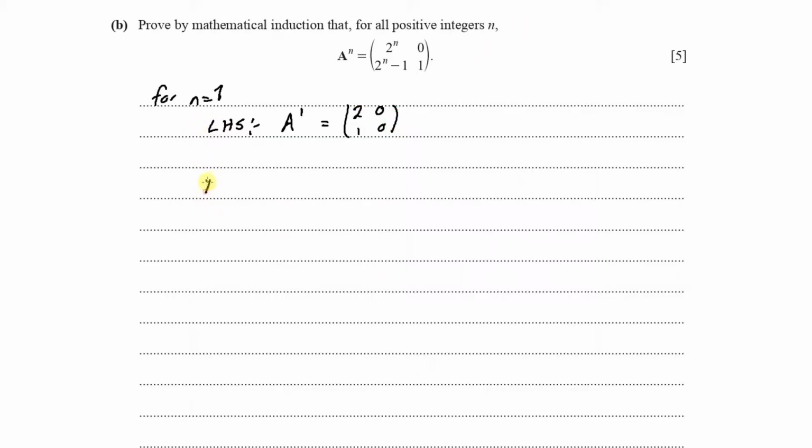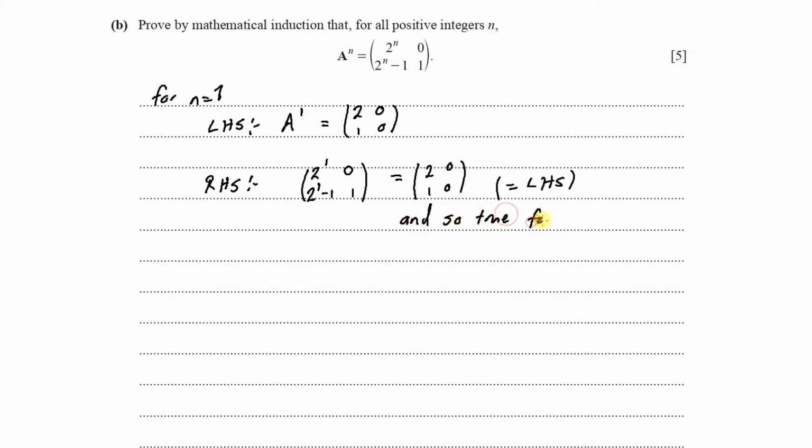Then how about the right hand side? For the right hand side, we'll be having 2 to the power of 1 and 0. And here that will be 2 to the power of 1 minus 1 and 1 here. So this simplifies again to the same matrix, which is equal to the left hand side. And so it's true for n is equal to 1.